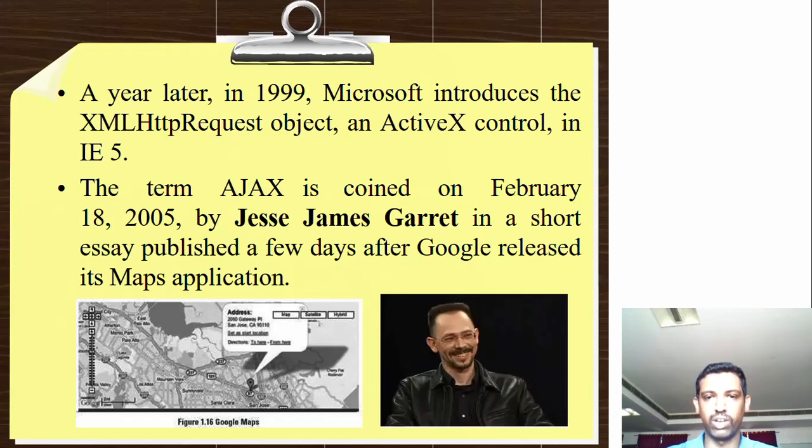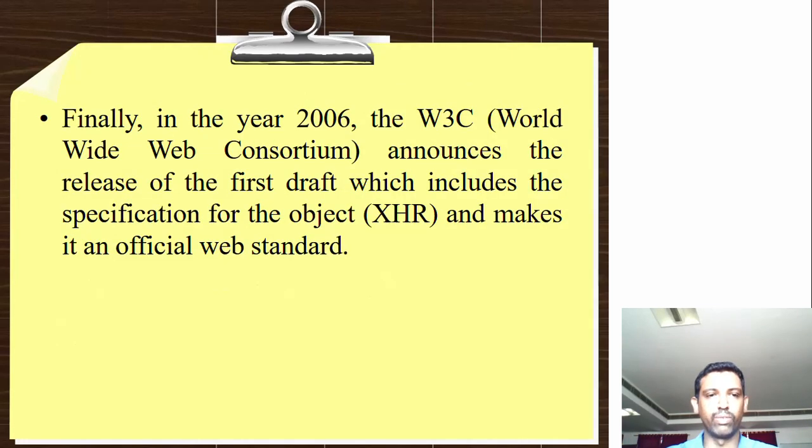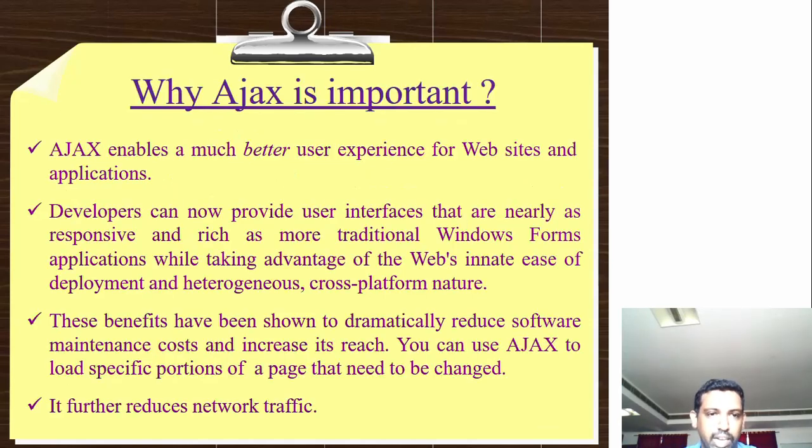Then Ajax was coined on February 18, 2005 by Jesse James Garrett in a short essay published a few days after Google released its Maps application. Finally, in 2006, the W3C, World Wide Web Consortium, announced the release of the first draft, which includes the specifications for the XHR object, making it an official web standard.